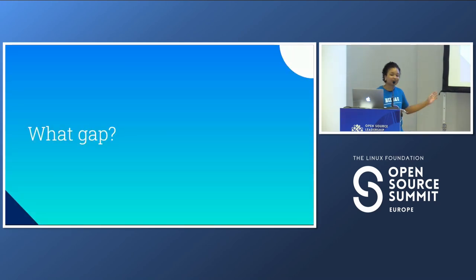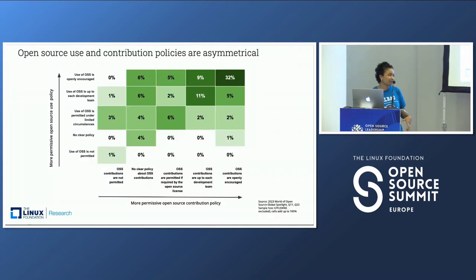All right, now going into the results. So I'm talking about this consumption contribution gap. Well, what is that and why do we see it in the data and how did we kind of measure it? Well, one thing, and that's why I titled this presentation as asymmetries in open source, because there is definitely an asymmetry between open source use policies and contribution policies.